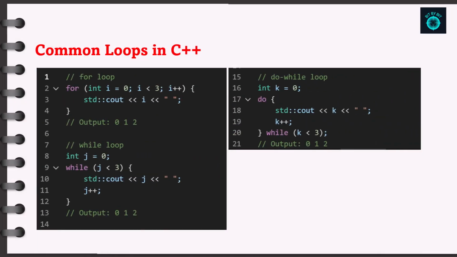Common loops in C++. C++ supports three kinds of loops. The for loop is used when you know how many times to repeat. The while loop checks the condition before each repetition. The do while loop checks the condition after running the block at least once. In all three examples, numbers 0 to 2 are printed.